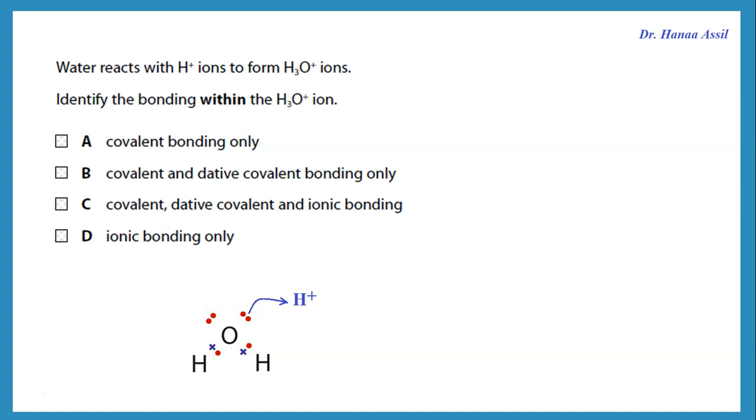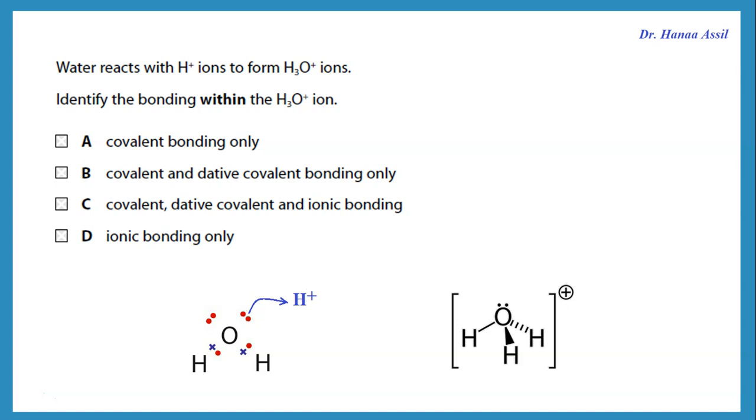Remember that water, this is the dot and cross for water, but remember that we can use a lone pair of electrons on the oxygen to form a bond with the H+. That kind of bond is called a dative bond.